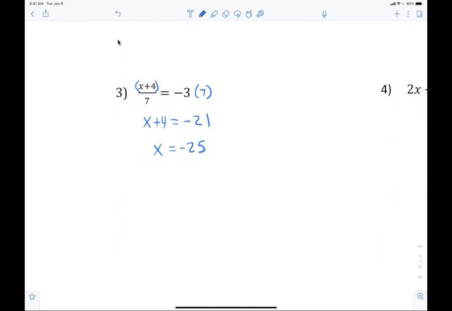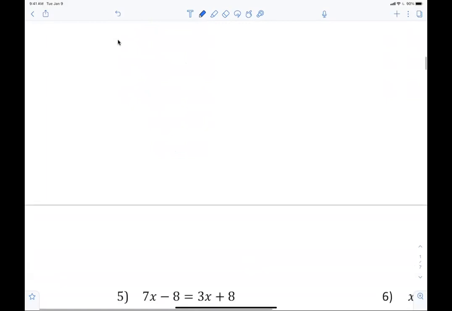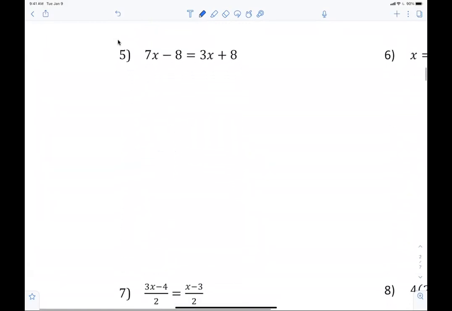All right. Here we go. Let's look at number 5 now. All right. So for number 5, you're supposed to move the variables and the numbers. So I end up with 4x equals 16.